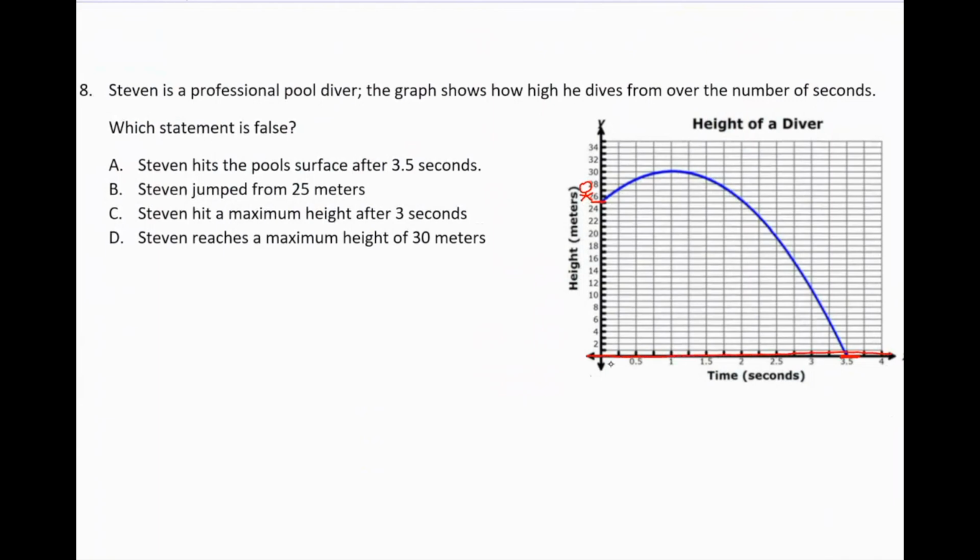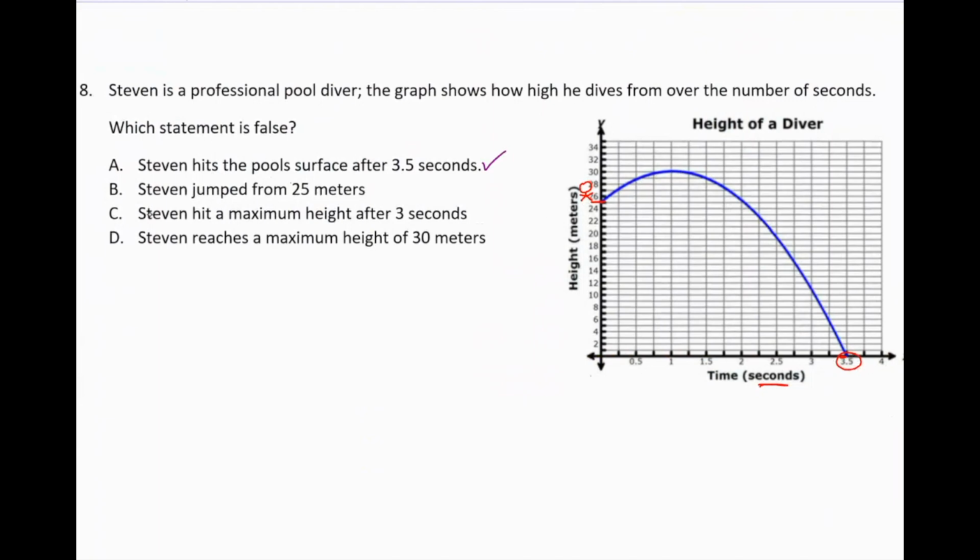the x-axis represents when Steven hit the pool surface, right? And if I see here, we're talking about seconds. So it took Steven 3.5 seconds to go from the top of the diving board all the way down to the pool surface. Okay, so knowing that, I'm going to go back and look at my answer choices. So A says Steven hits the pool surface after 3.5 seconds. So I know Steven went up, he went down, he finally hit. He hit at 3.5 seconds. So I know that's true, because Steven did hit the pool surface at 3.5 seconds.